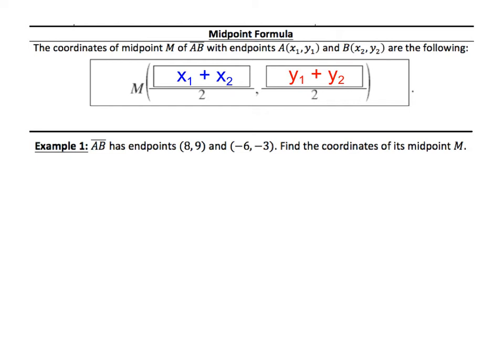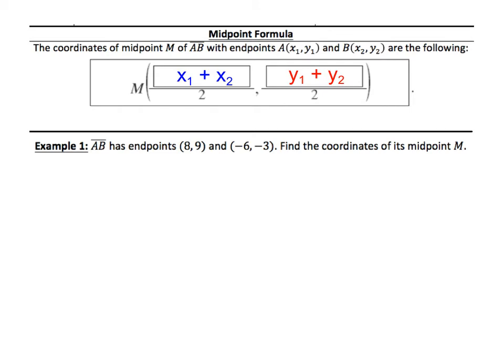The coordinates of midpoint M of segment AB with endpoints A at (x1, y1) and B at (x2, y2) are the following. For the x coordinate of the midpoint, we add the two x coordinates together, so (x1 + x2) divided by 2. For the y coordinate of the midpoint, you add the two y coordinates together, so (y1 + y2) divided by 2. So once you get going on these, it really is pretty simple to find a midpoint.